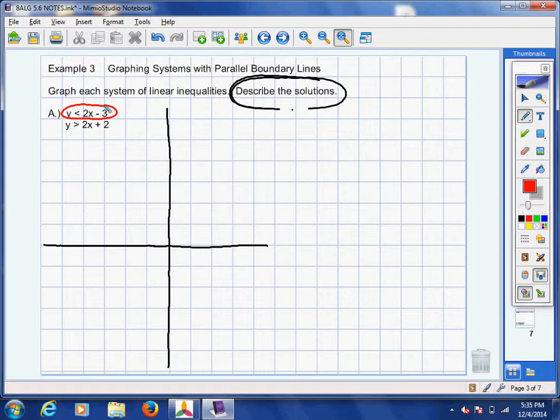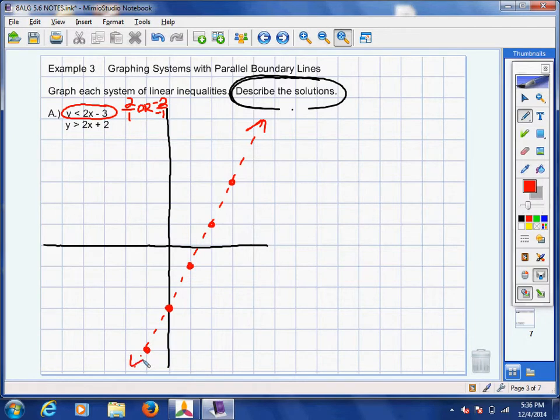So find negative 3, mark it, and then we're going to use our slope. Remember, our slope is 2, so that's 2 over 1 or negative 2 over negative 1. So go up 2, right 1, up 2, right 1, up 2, right 1, or you could go down 2, left 1, whatever works. And then we have a dash line because there's no equal to sign, okay? So dash that line all the way up, just like that.